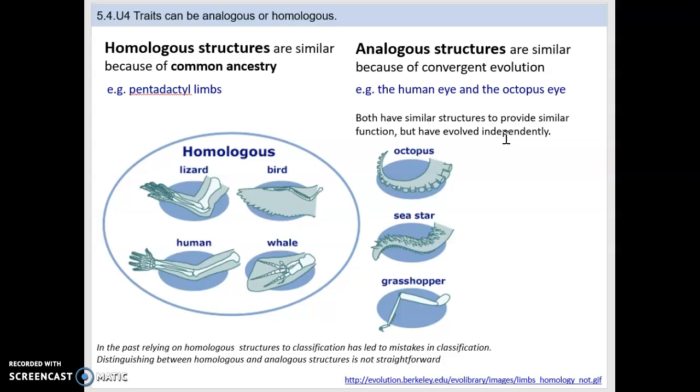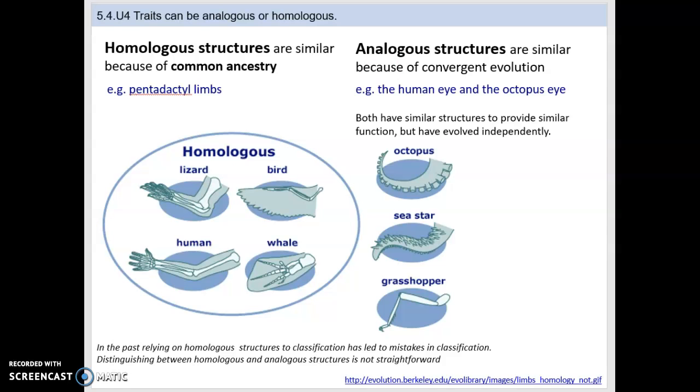So both species have arrived at the same answer to the same problems. They've evolved independently. They've evolved to have that same structure, but it's just something similar. They've arrived at the same thing. Where homologous structures are similar because of common ancestry, analogous structures are just the same solution to a different problem, kind of thing. So that's how they've evolved.